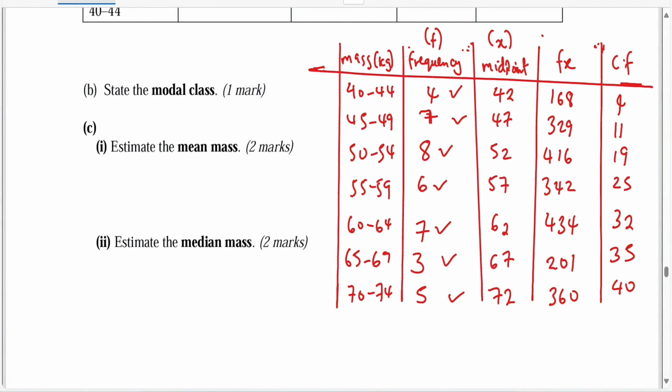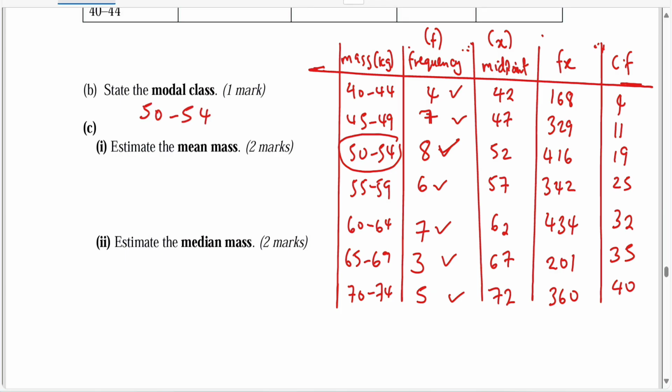Okay, state the model class. The model class is the one with the highest frequency. So which one has the highest frequency? Is this one. So the model class is 50 to 54. Just imagine 5 max bure.